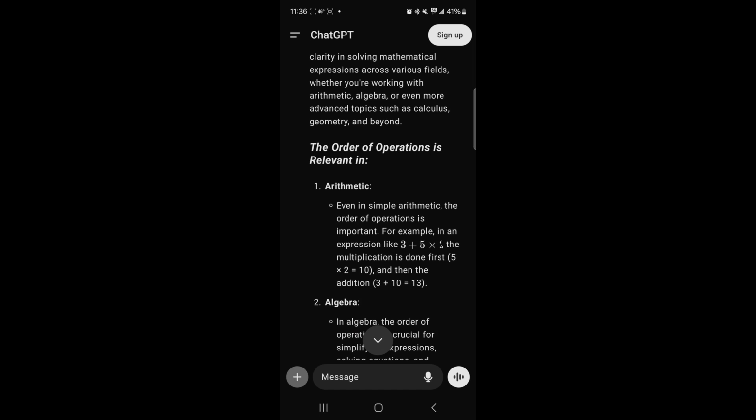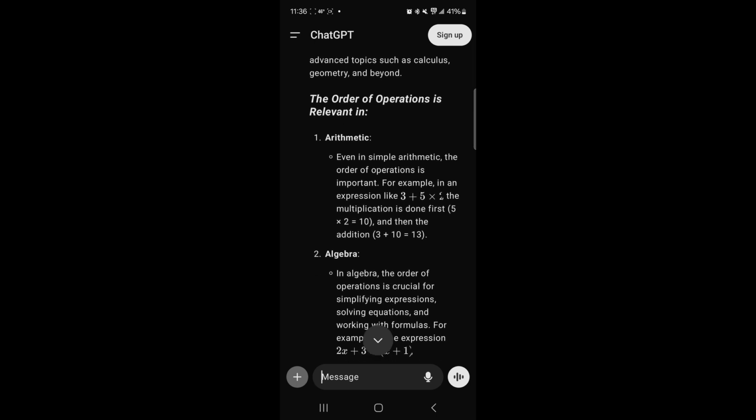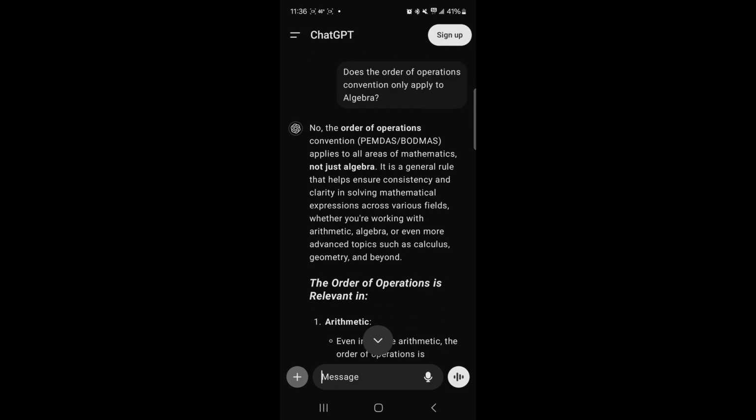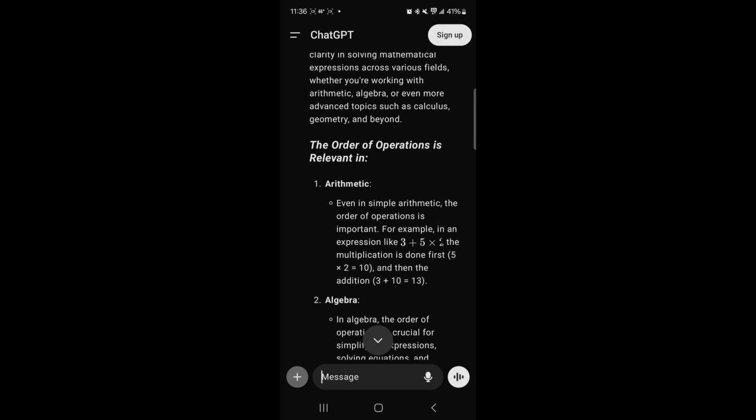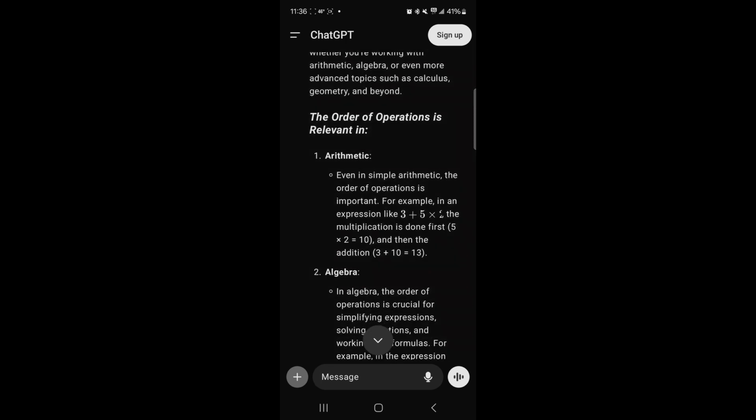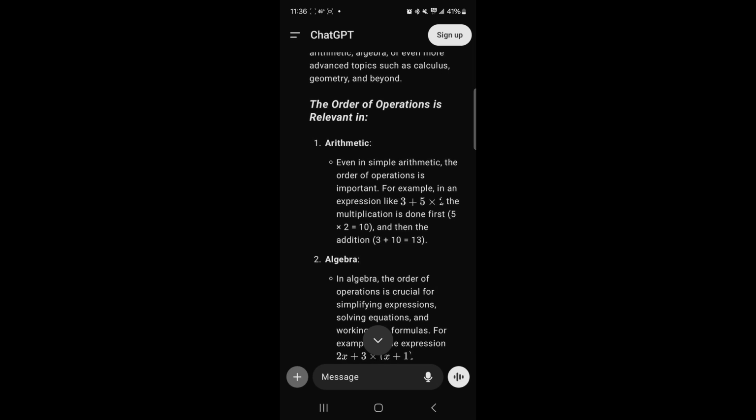The order of operations convention is relevant in arithmetic. Even in simple arithmetic, the order of operations is important. For example, in an expression like 3 plus 5 times 2, here we go, 3 plus 5 times 2. I'm not sure why that's blacked out. The multiplication is done first. 5 times 2 is 10, and then the addition, 3 plus 10 is 13. So keep that in mind. When you have 3 plus 5 times 2, you do the multiplication first.